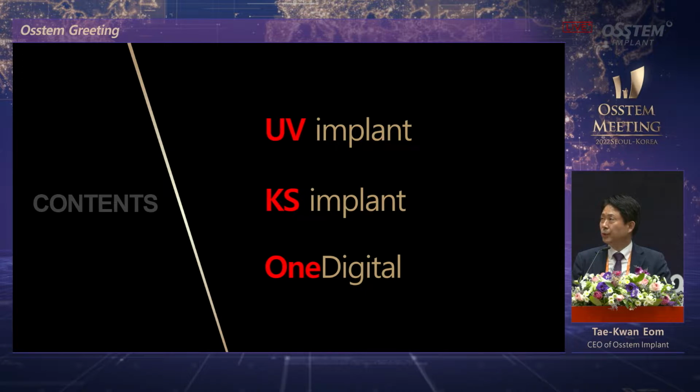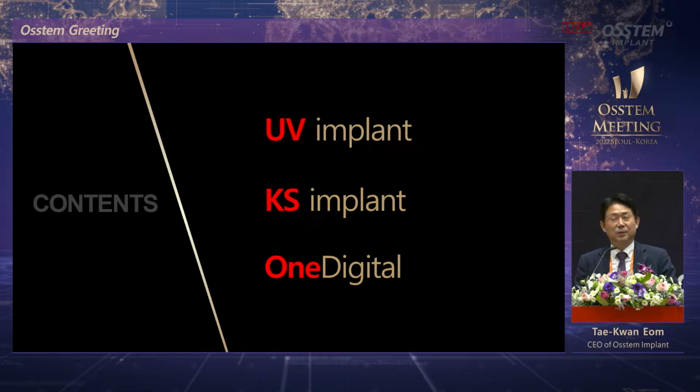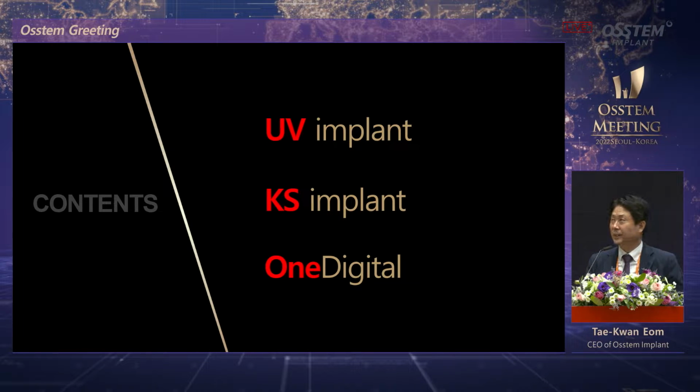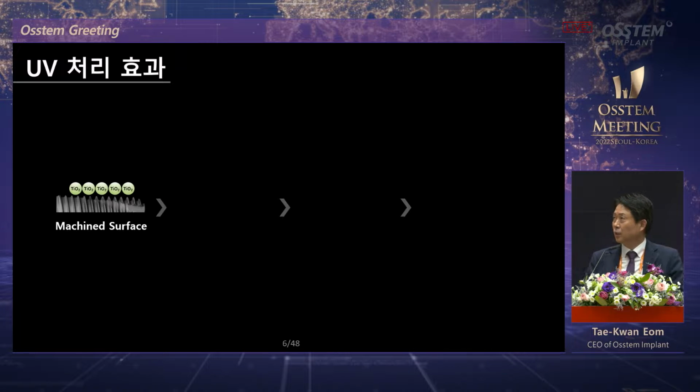Today, I'm going to talk about these three things: UV, KS, and One Digital. Last year, I talked about UV and One Digital at the Osstem meeting, and I believe some of you didn't hear that, so I'm going to go over them again. And the new topic is a KS implant. A UV implant doesn't exist, and it is not legally allowed, but for communication purposes, I use the term UV.